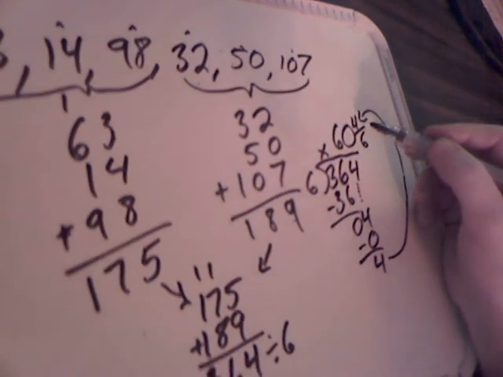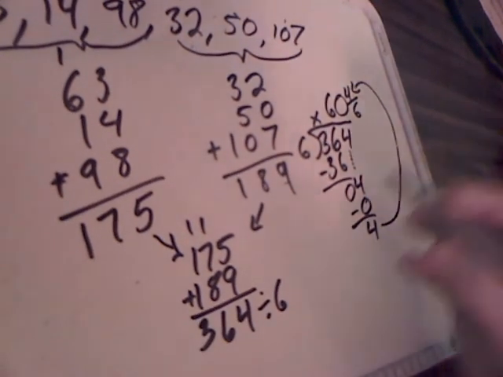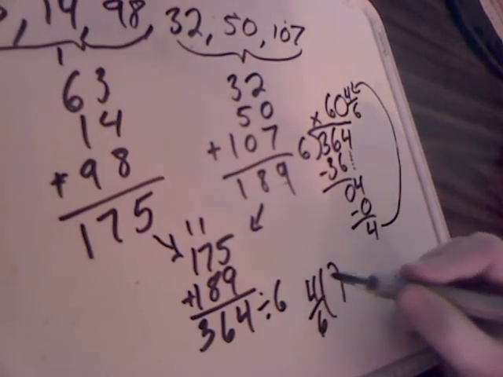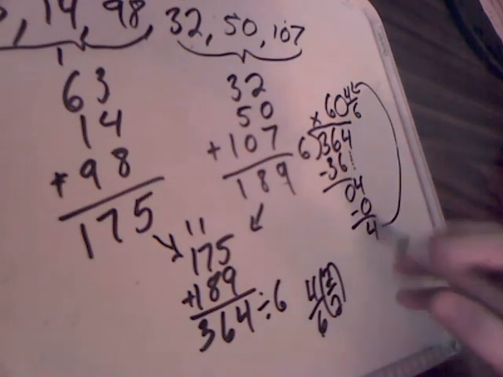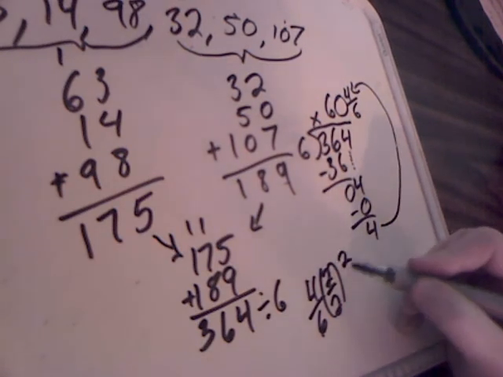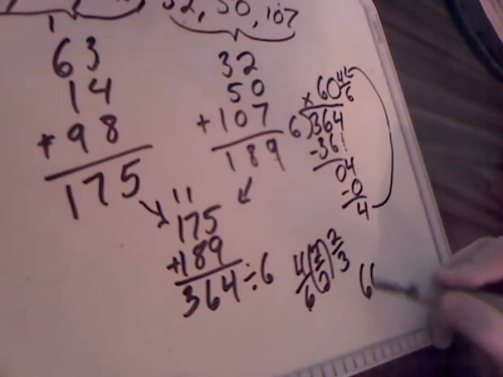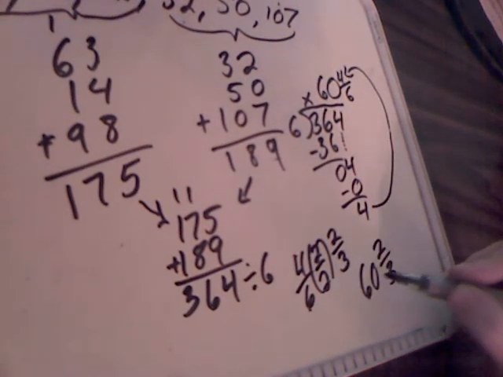That's not the final answer, though, because I have to remember to reduce. 4 over 6 can be reduced by the fractional 1, 2 over 2. 4 divided by 2 is 2. 6 divided by 2 is 3. Your final answer is 60 and 2/3.